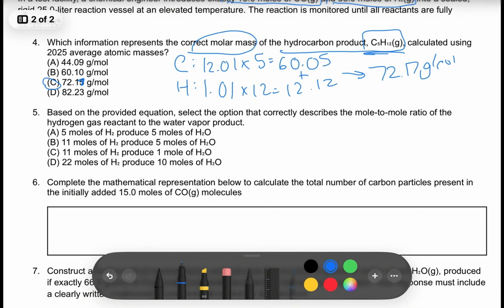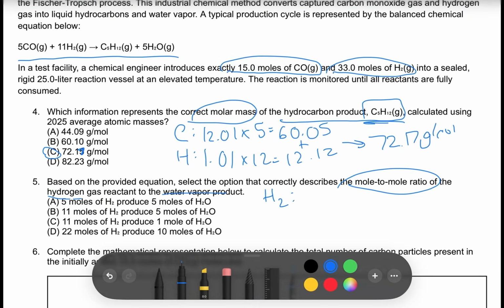Based on the provided equation, select the option that correctly describes the mole-to-mole ratio of the hydrogen gas reactant to the water vapor product. So we're looking at H2 to water vapor, so H2O. In the equation, we see that we have 11 H2 for every 5 H2O. So it's not A and it's not D. Then it says 11 moles of H2 produce 5 moles of H2O, and that is correct.